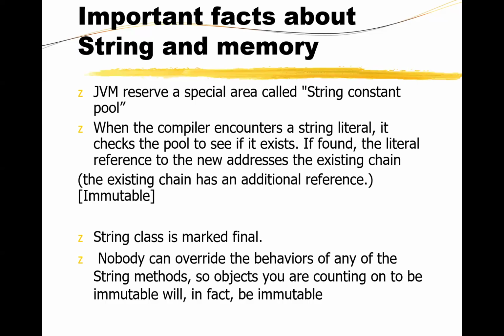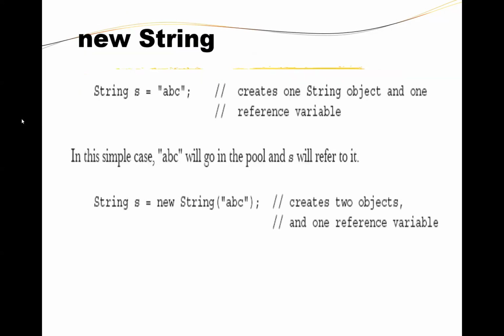Right. Now here when you say S equals ABC, what happens? It creates one reference variable S and one string object ABC. Now, if you create it like this with new, then it will create one reference variable and one string object, and that string object gets initialized by ABC. Therefore, two objects and one reference variable.